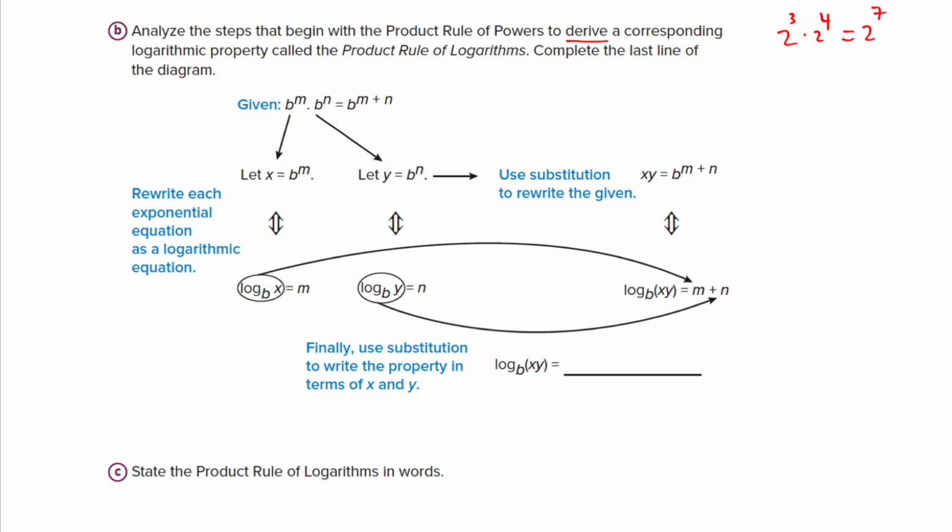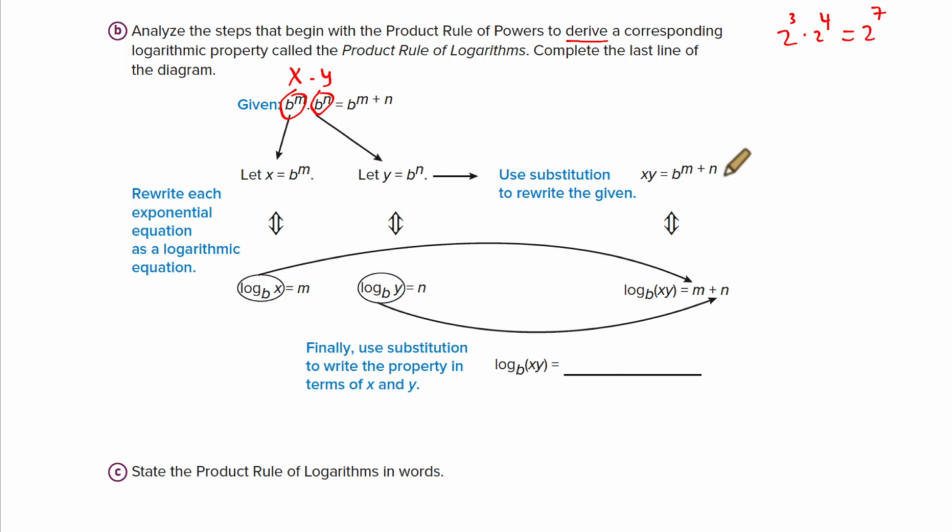Now, let me show you what we're going to do. We're going to do a little trick here. First thing, I'm going to circle the first term, and I'm just going to call that x, okay? And then I'm going to circle the second term, b to the n, and I'm going to call that y. So we get x times y equals b to the m plus n, okay?